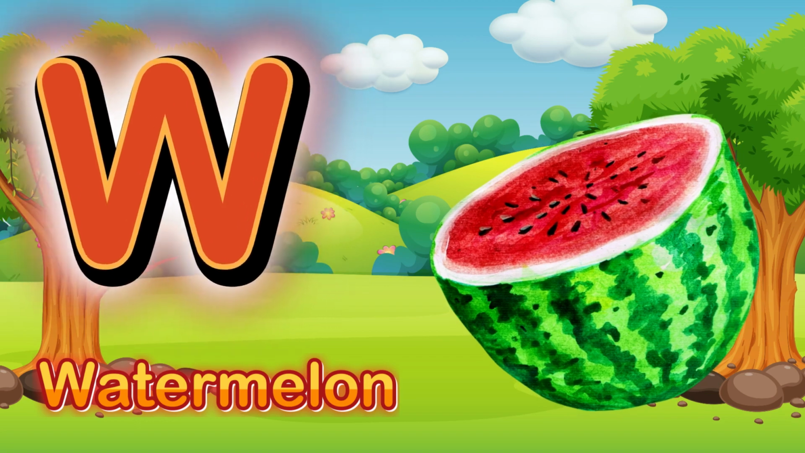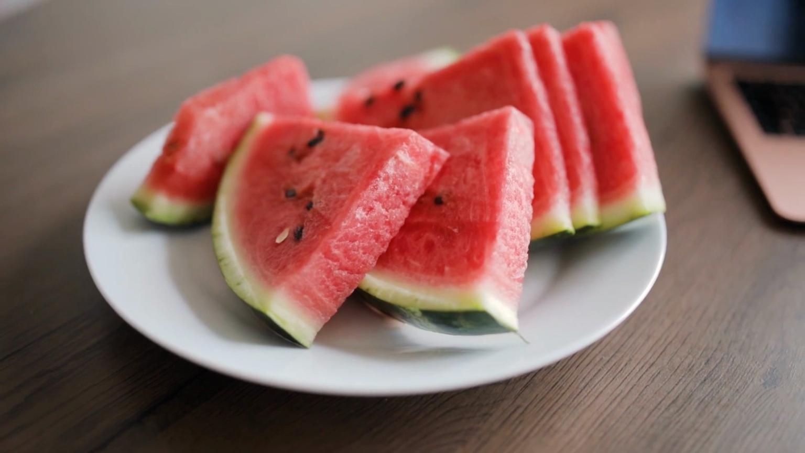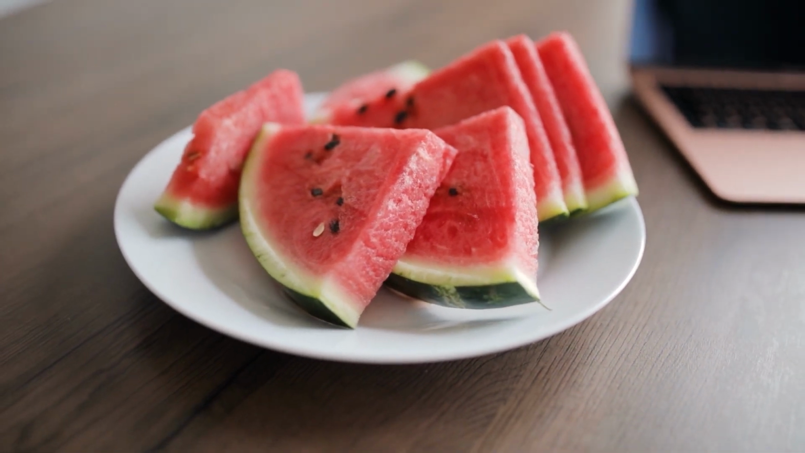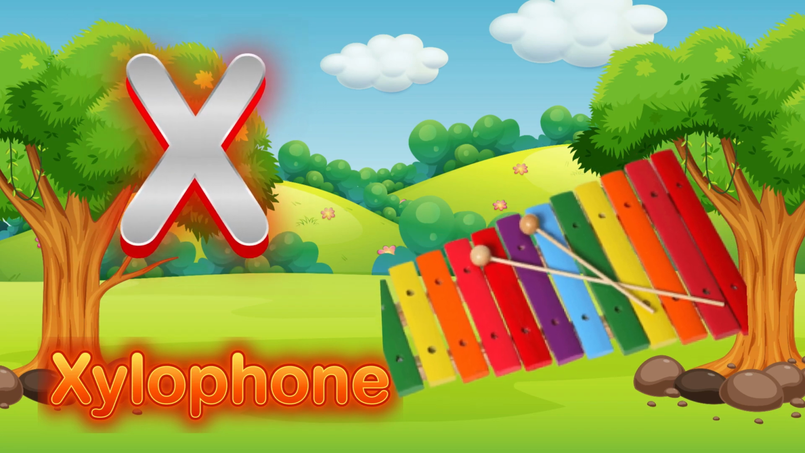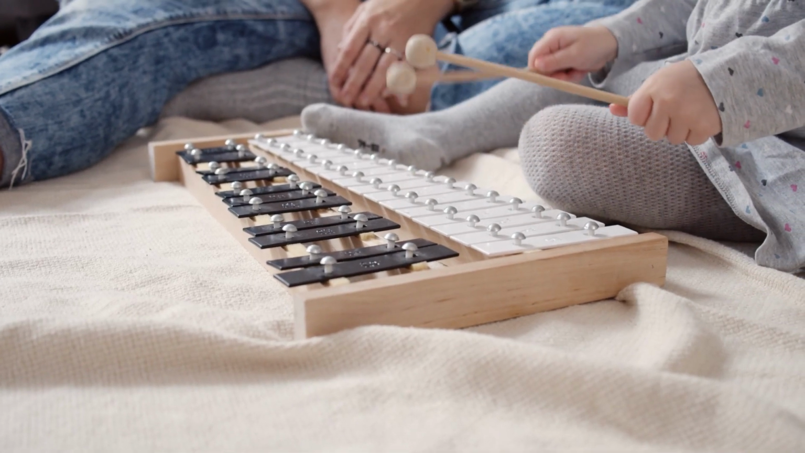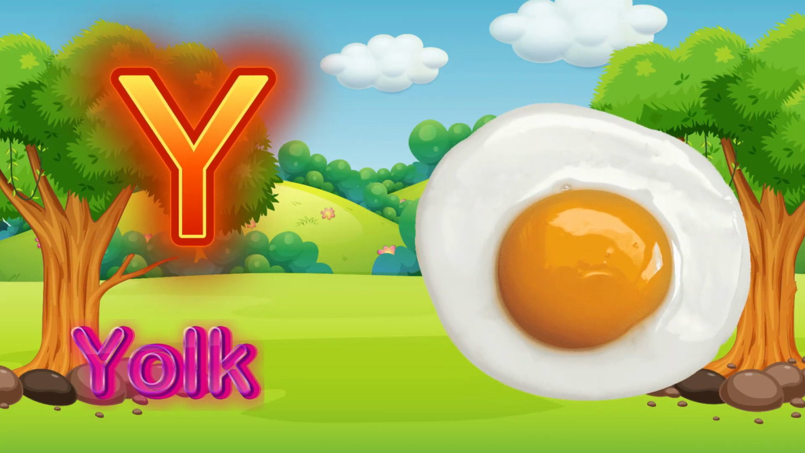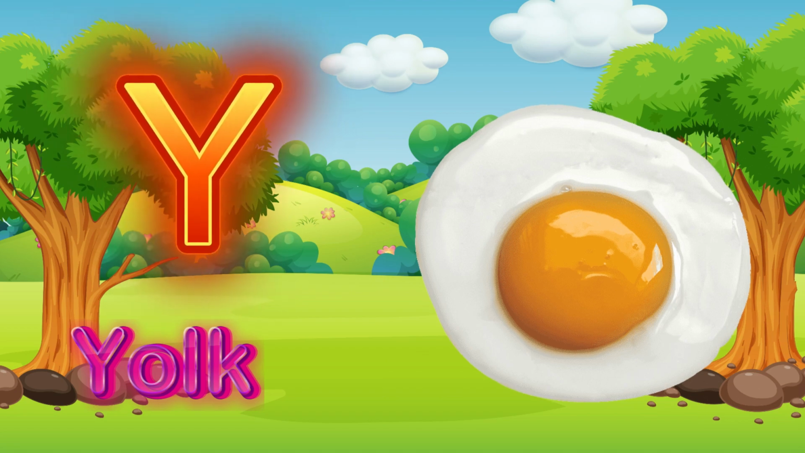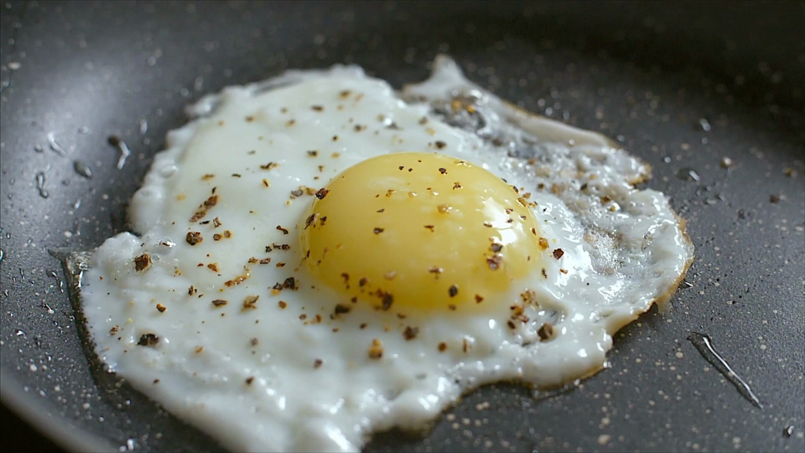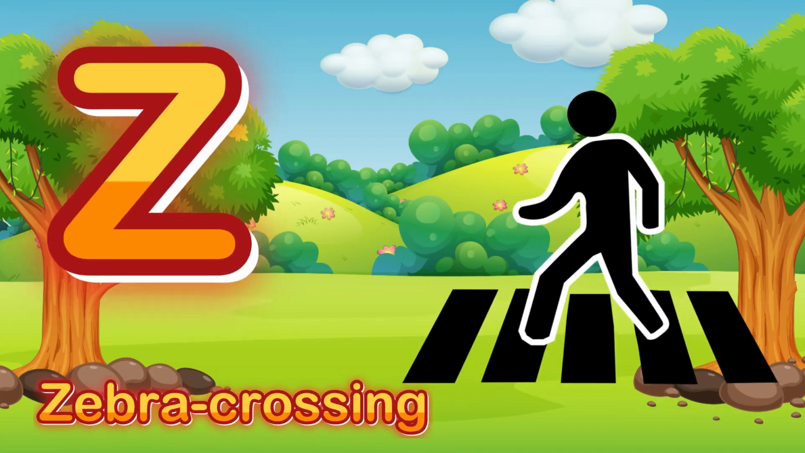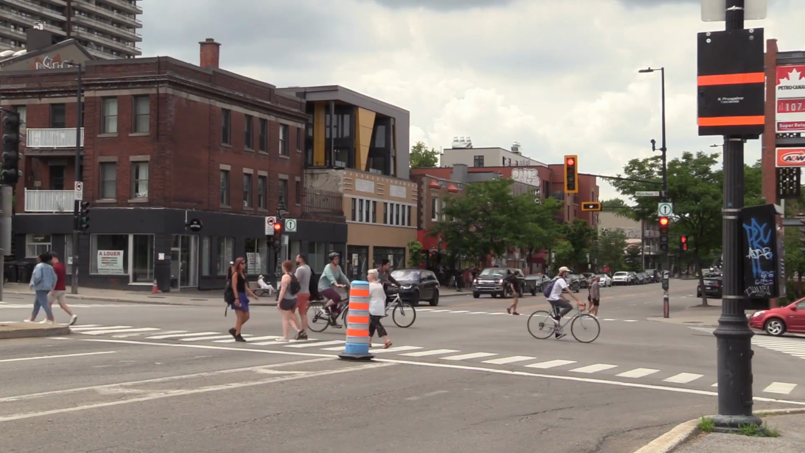W for watermelon. X for xylophone. H I J K L M N O P Q R. Y for yolk. And Z. Now I know my ABCs. Z for zebra crossing.